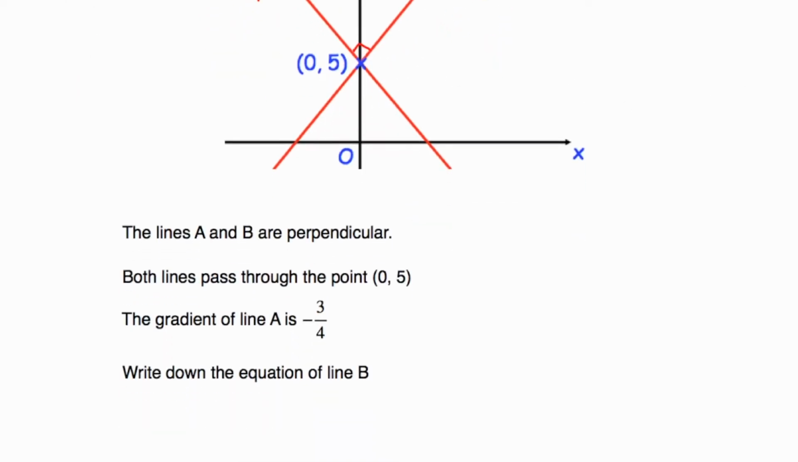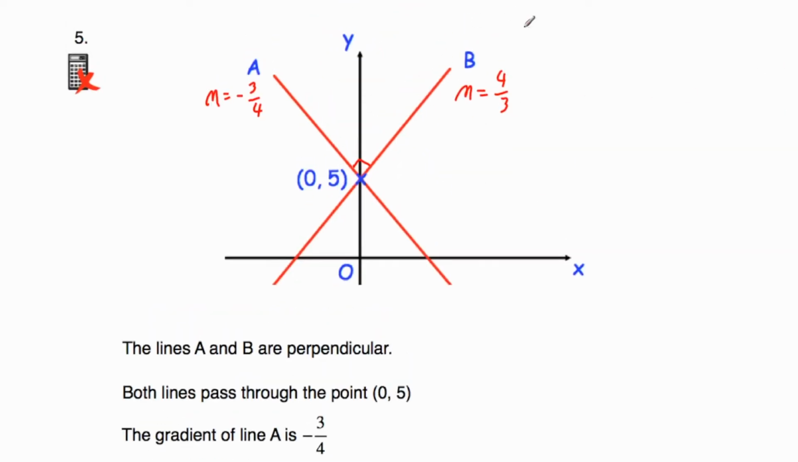Then the question says, write down the equation of the line B. So we want to find the equation of this line B, which will be in the form y equals mx plus c. We know its gradient, so y equals 4/3 x. And the plus c is where it crosses the y-axis. It crosses the y-axis at 5, so that'll be plus 5. So the equation of the line B is y equals 4/3 x plus 5. And let's write that down.